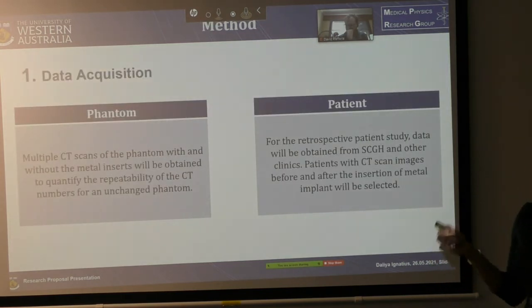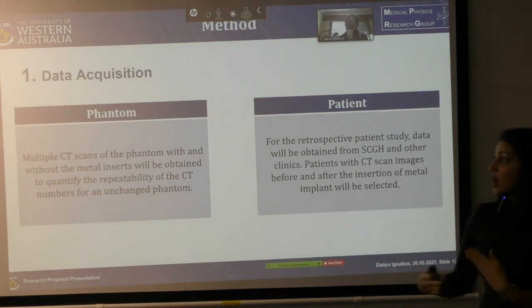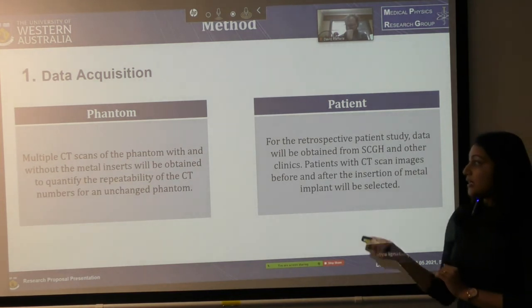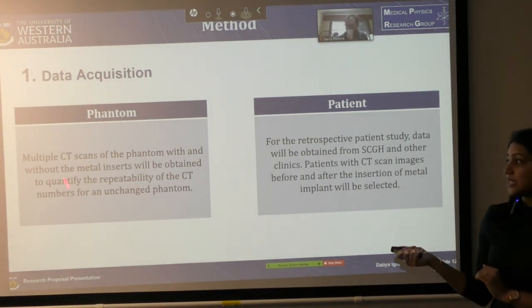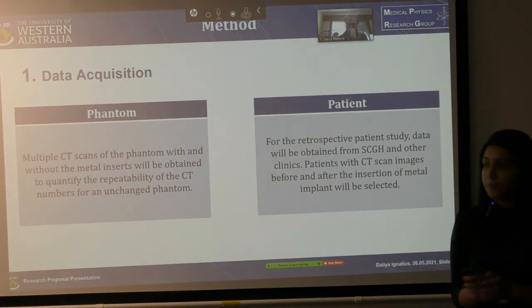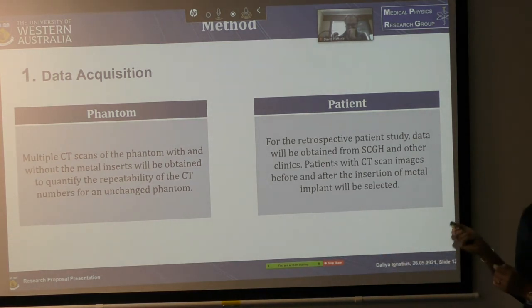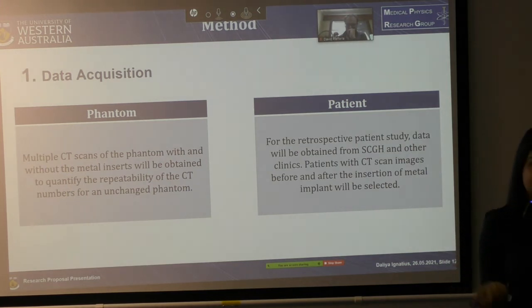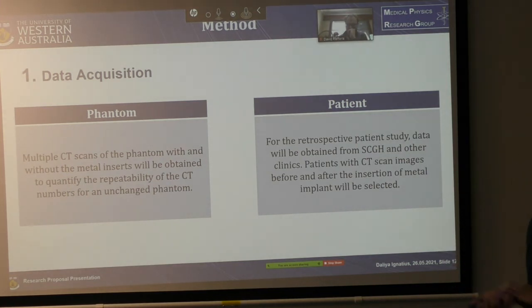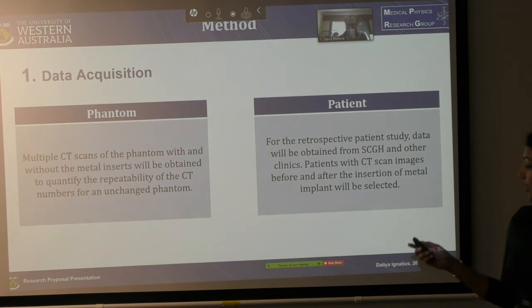So as I said, in terms of the method and analysis, I'll have a phantom study and a retrospective patient study. So for the phantom study, I'll scan the phantom multiple times with and without the metal insert to quantify the repeatability of the CT number for an unchanged phantom. And for the patient study, we'll obtain the data from Charles Gardner Hospital or other clinics. Basically what I'm looking for is patient data or CT scans before and after the metal implantation, so that we can better analyze the dosimetric accuracy.